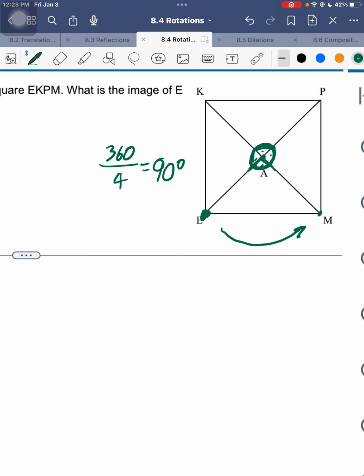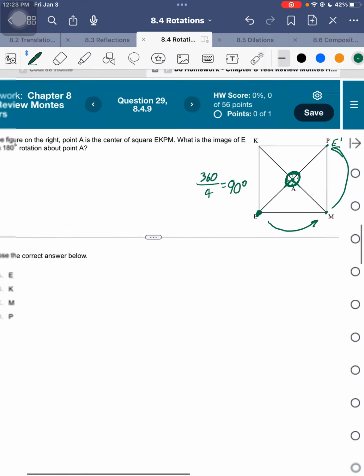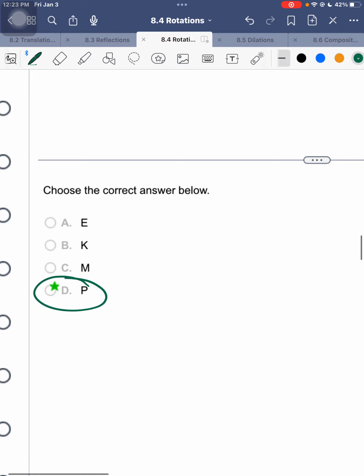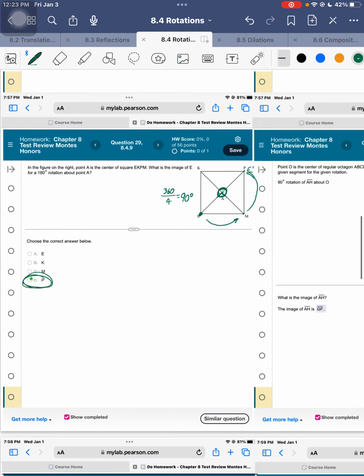So my E is now going to be where my M is. Now if I move 180, again, my E is now going to be where my P is supposed to be. So this is where my E is. My E is now at point P. Okay?